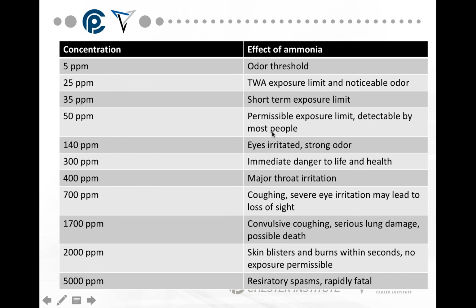This is a chart of the ammonia exposure threshold starting at 5 ppm, all the way up to 5,000 ppm. That's parts per million. At 400 parts per million, compared to regular air, you're going to have major throat irritation. And at 5,000 ppm, you'll have respiratory spasms, and it's rapidly fatal. This is for the effects of ammonia. It's nothing to mess around with because 300 parts per million is considered an immediate danger to life and health.